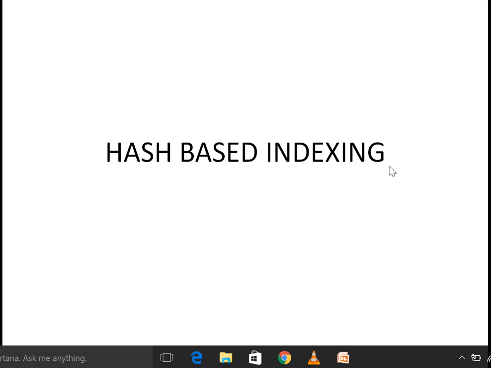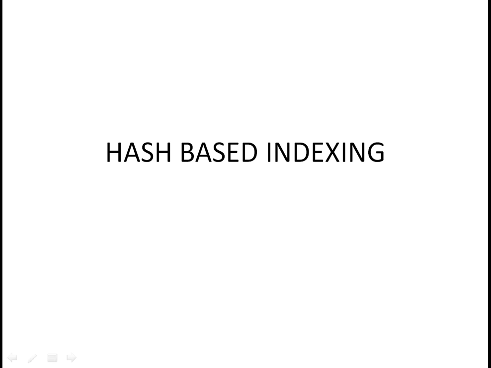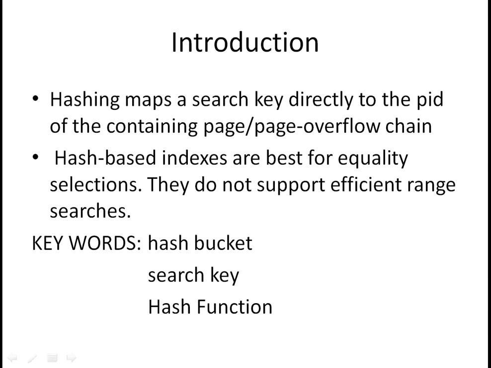We will see hash based indexing. For hash based indexing, you have to first understand what the hashing technique is. What it does is it uses your search key and generates a hash value. Based on that hash value, you will be able to find your data record.